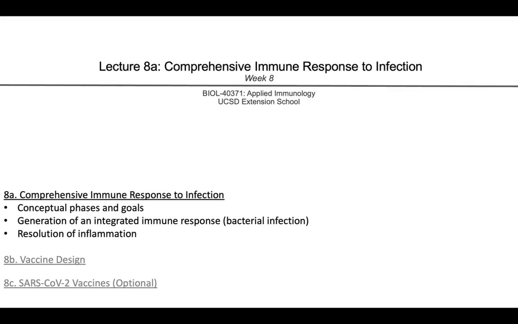We will begin by revisiting the general goals and timing of a successful immune response, then discuss an example of bacterial infection, and examine how innate and adaptive immune cells coordinate their activities together. Lastly, we will cover some mechanisms involved in the resolution of inflammation following infection clearance.